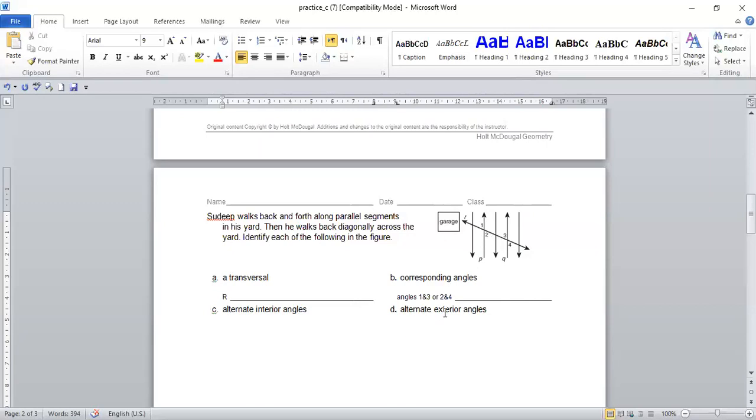Now, what are the alternate exterior angles? Exterior means outside, and alternate means opposite. So alternate exterior angles are going to be 1 and 4. It cannot be 2 and 3, because 2 and 3 are inside, so it has to be angles 1 and 4. So this was all your revision for lesson 1.